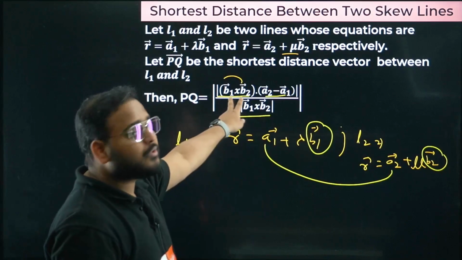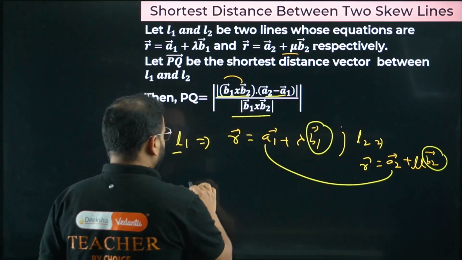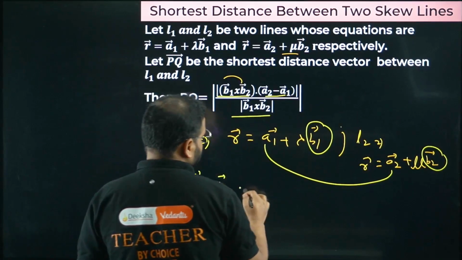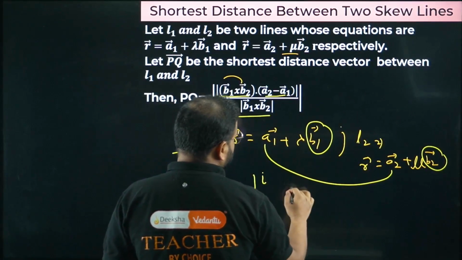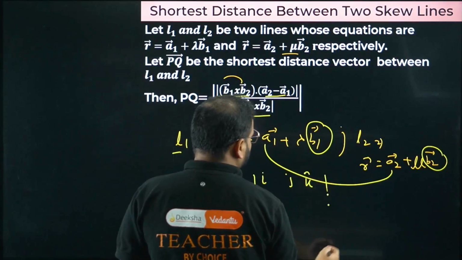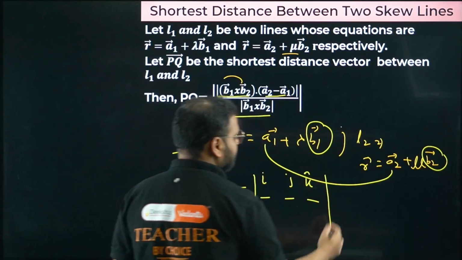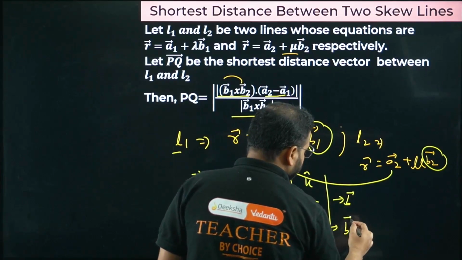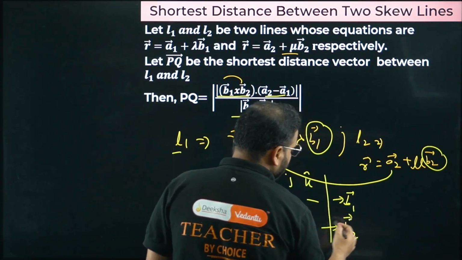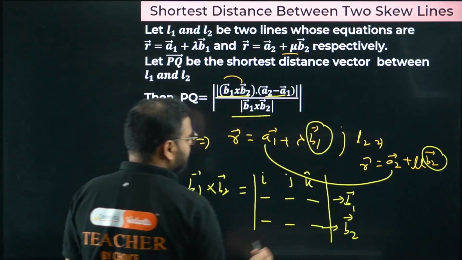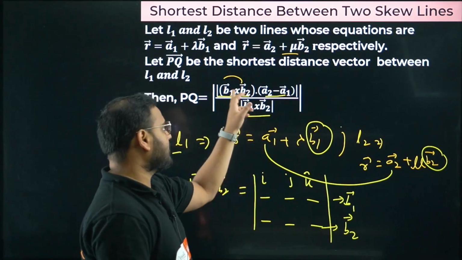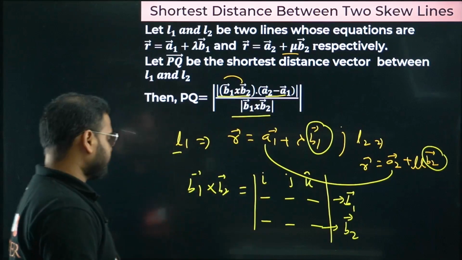How to find b1 cross b2? The same result we have. To find b1 cross b2, first you're going to write i, j and k, and write the vector b1's direction ratios over here, and the direction ratios of vector b2. Then simplify the determinant to get the vector form, and then find the modulus for the denominator. The numerator will be the same result.